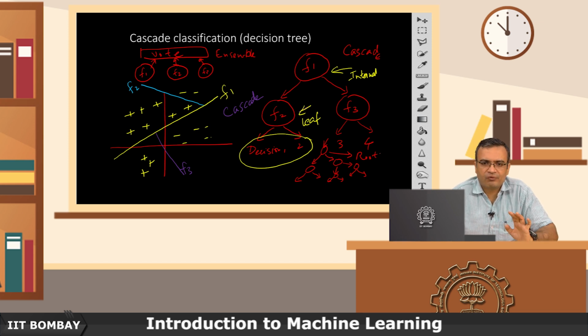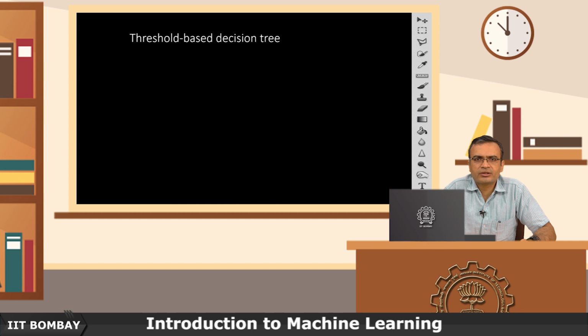We'll look at a simple version of a decision tree. Let's look at a special type of a cascade classifier called a binary decision tree, and the structure of the tree is quite simple. At each node we will make a binary decision about whether a particular feature is greater than or less than a particular threshold. That's all we will do.